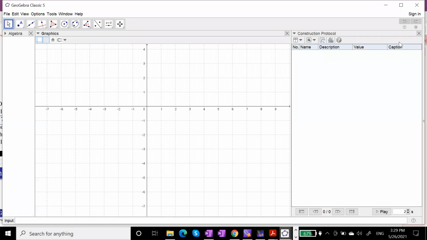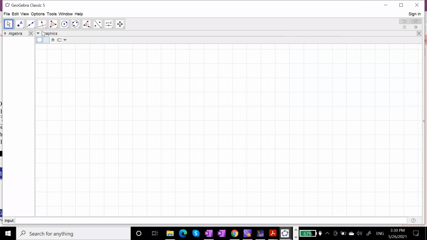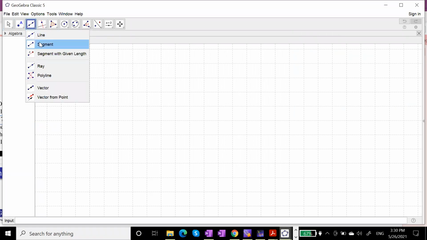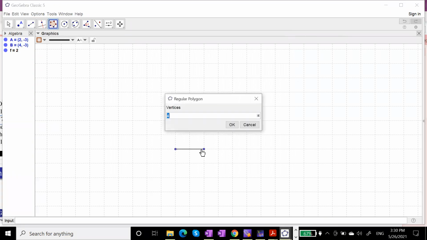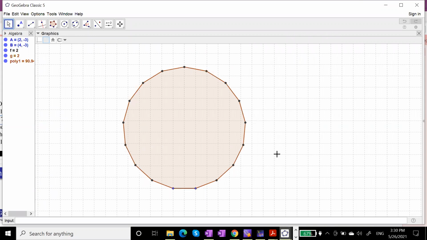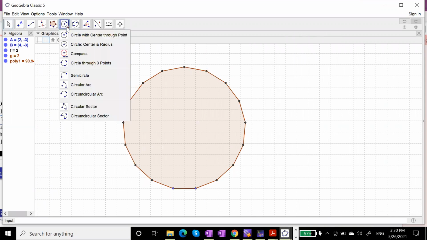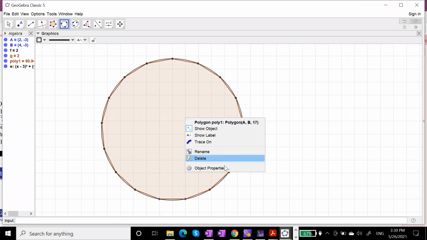Let me get rid of this one and this one also. Let me show you how it is. Suppose I have a circle like this, and then if I draw a regular 17-gon here, it almost looks like a circle, correct? I mean, there's no difference between a circle and this one. If you really draw the circle also through this one, it is hardly distinguishable, right, between these two.